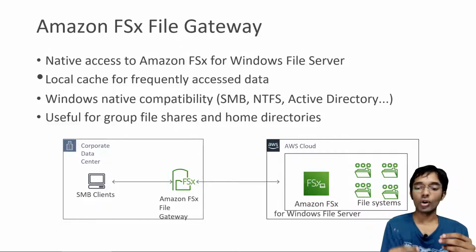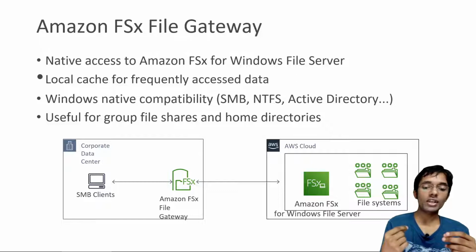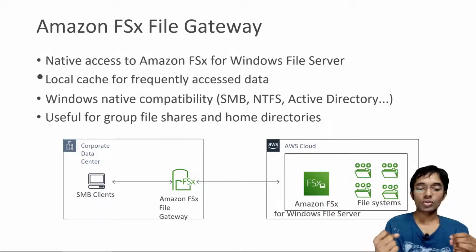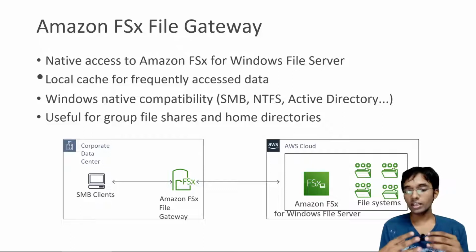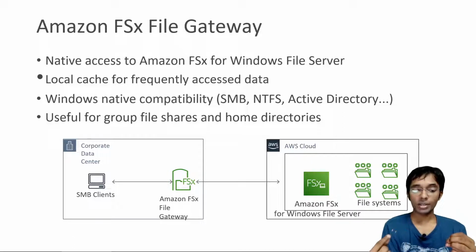So NTFS or Active Directory, it's very useful when you want to group files, shares, and home directories. The architecture is that you will be running Amazon FSx for Windows File Server on the AWS cloud, but you want to access it from your corporate data center. So you would create an Amazon FSx File Gateway so that your SMB client can access the cloud directly.